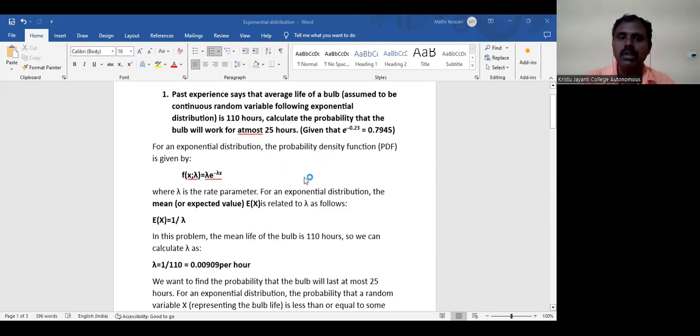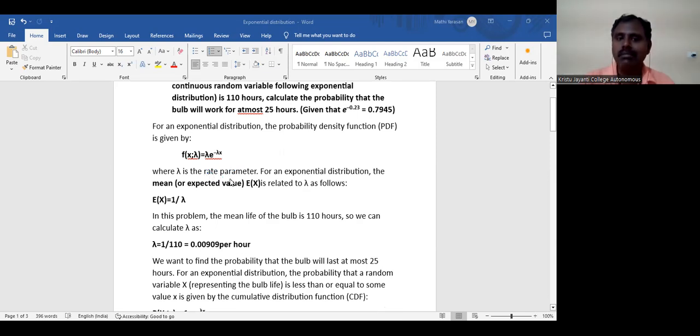Now what we have to do: for an exponential distribution, the probability density function is defined by f of x, lambda equal to lambda into e to the power minus lambda x. This is the formula you have to write whenever they give the exponential distribution, where lambda is the rate parameter. For an exponential distribution, the mean, that is the expected value E of x, is equal to 1 by lambda. So this is one formula, this is another formula. These two you have to remember.